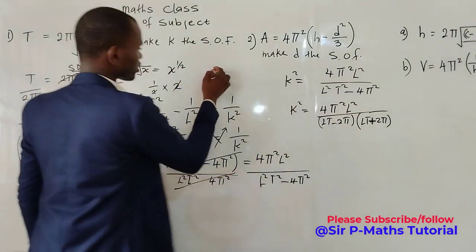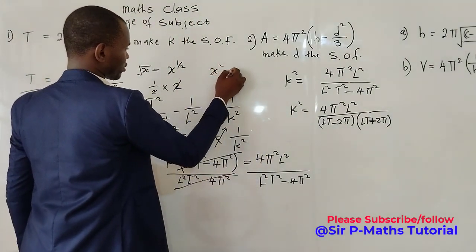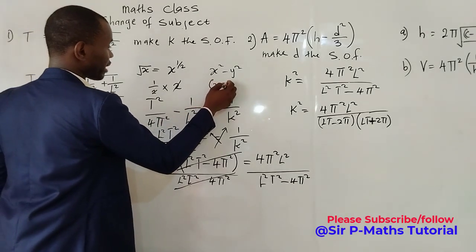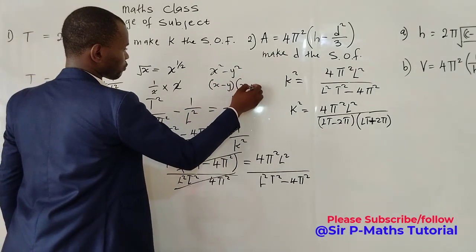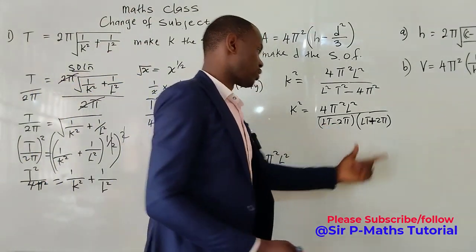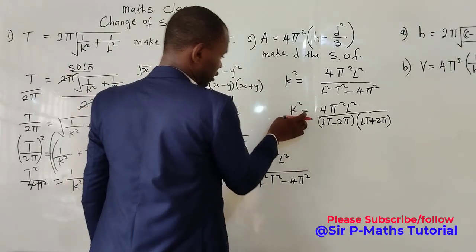We call this the difference of two squares. If you have x squared minus y squared, this is a difference of two squares. So I'll have x minus y and x plus y. This is the factorization of a difference of two squares. Okay. Then we are looking for k.